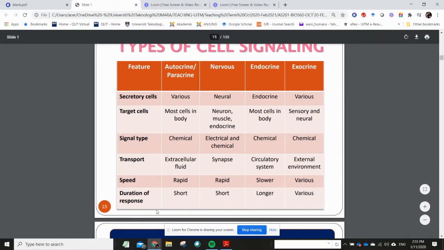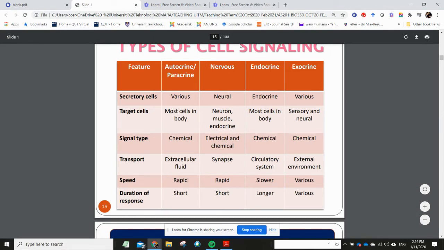Nervous system, the transportation is by synapse. When you learn about neuron action potential, you understand what is synapse. Endocrine, the transportation is via circulation system or the blood. Okay. Exocrine, the duct system, lymphatic is actually external environment. Okay, it's not the circulatory system, it's external. The speed of action or speed of cell communication. Autocrine, paracrine, rapid. Why? Because it's local area or itself, right? So the speed of cell communication is rapid.